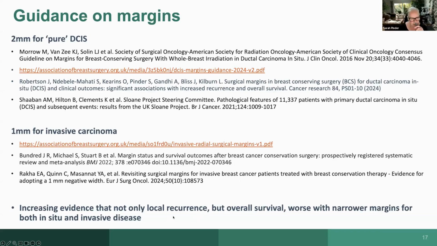Ash has also pointed out there is increasing evidence that not only local recurrence, but overall survival is worse with these margins less than this. That's both true for invasive and in situ disease. So that's something that we do need to think about, not so much the local recurrence, although that's a nightmare for the patient, but potentially it may be influencing their survival.